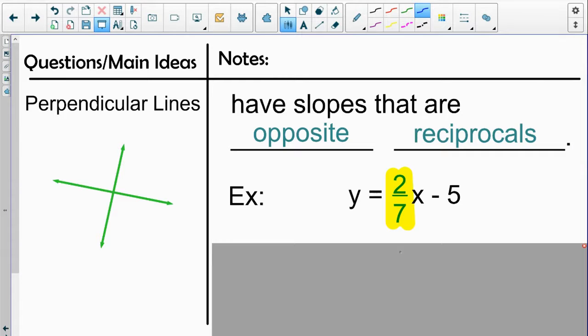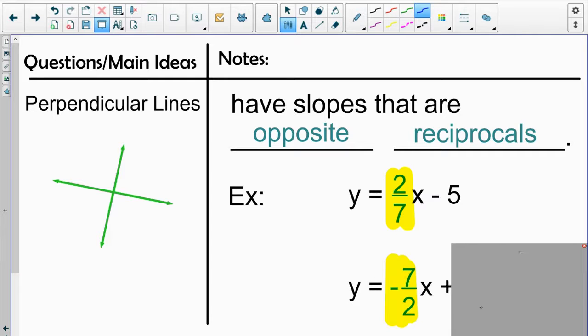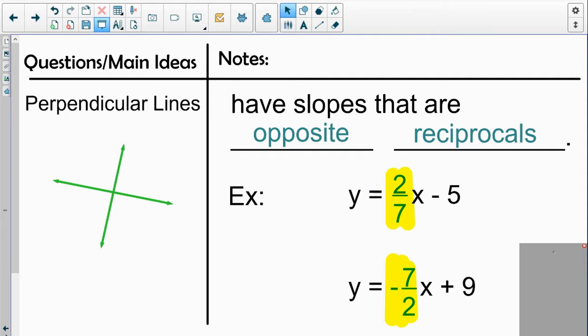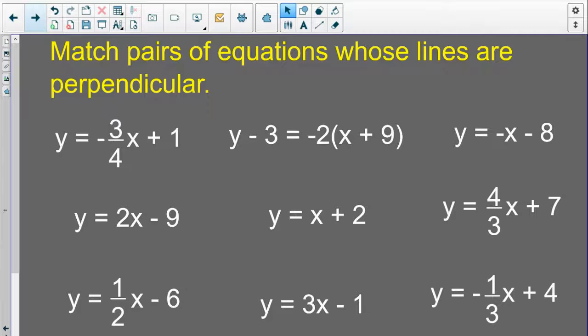Okay. For reciprocal, I have to flip the numbers around. So instead of 2/7, I need 7/2. If I put those two concepts together, I get an equation like this that has a slope of negative 7/2. And if I have that relationship between the slopes, I can say that my two lines will be perpendicular. The y-intercept has nothing to do with it this time. We did have to make sure they were different with parallel lines, but not with perpendicular lines.